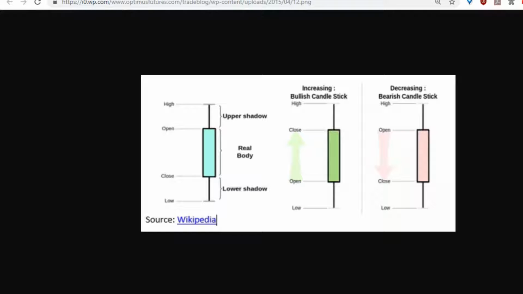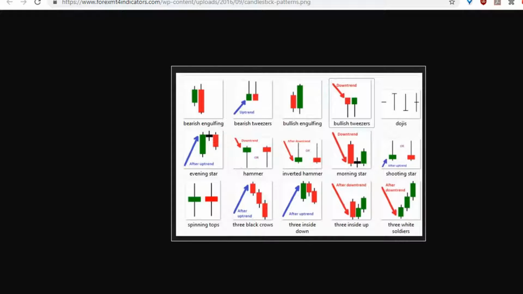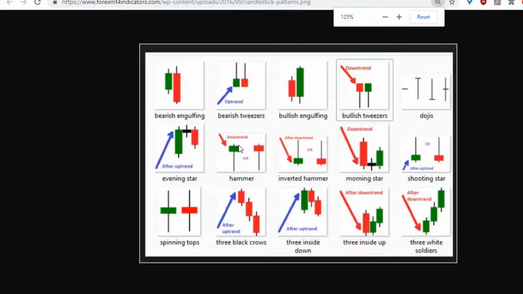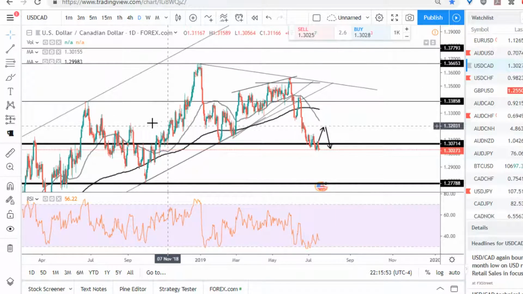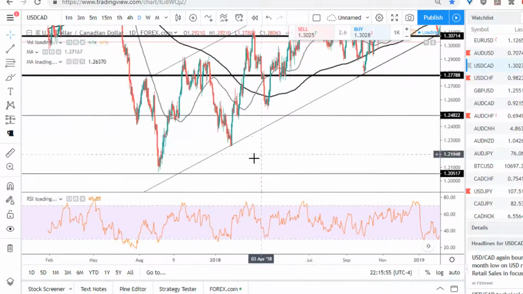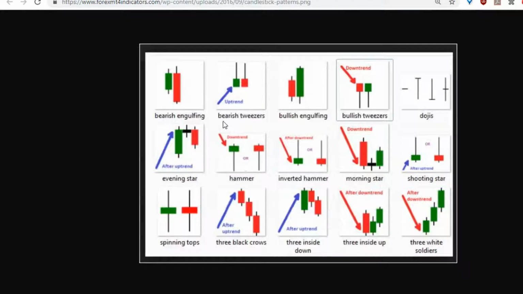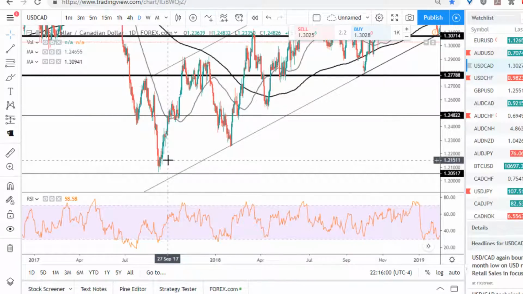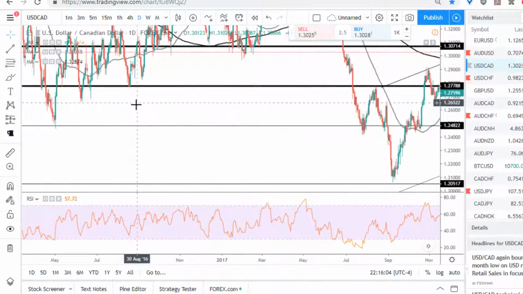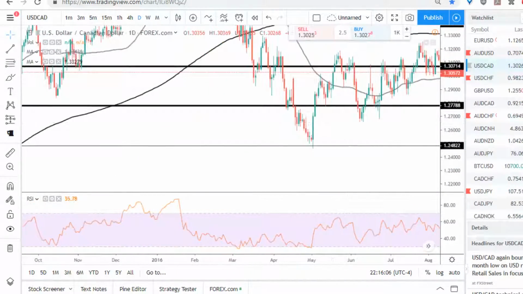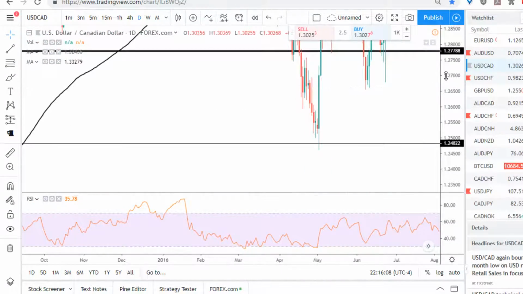And there's a bunch of patterns. Here's a whole thing. Engulfing are another one. Engulfing are great candles to look for. They're not as common. Let's find an engulfing for you guys. Here's a good one. Oh, this is a really big engulfing one.